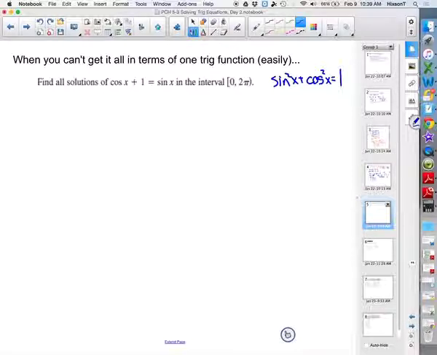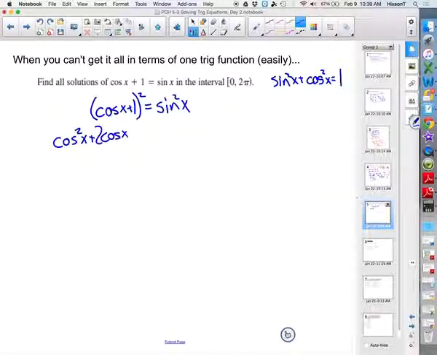Maybe multiply both sides by sine or something, or square. I like your second option there better. Let's square both sides. Cosine of x plus 1, squared, equals sine squared. How did that help us? Sine squared equals 1 minus cosine squared. We can FOIL, so you have cosine squared x plus 2 cosine x plus 1.